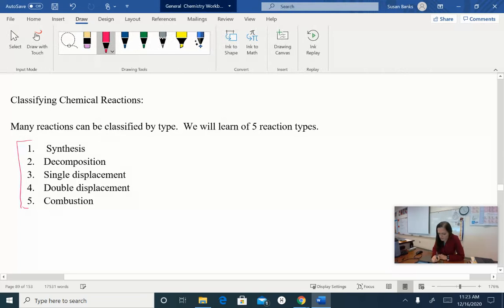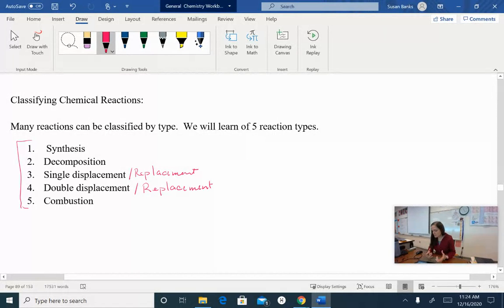We have synthesis, decomposition, single displacement, sometimes called single replacement, double displacement, also sometimes called double replacement, and combustion. Okay, I just want to go through a few ideas first.